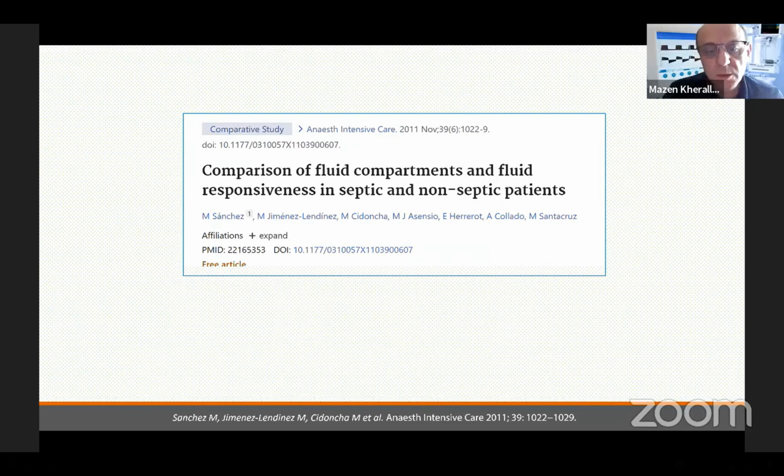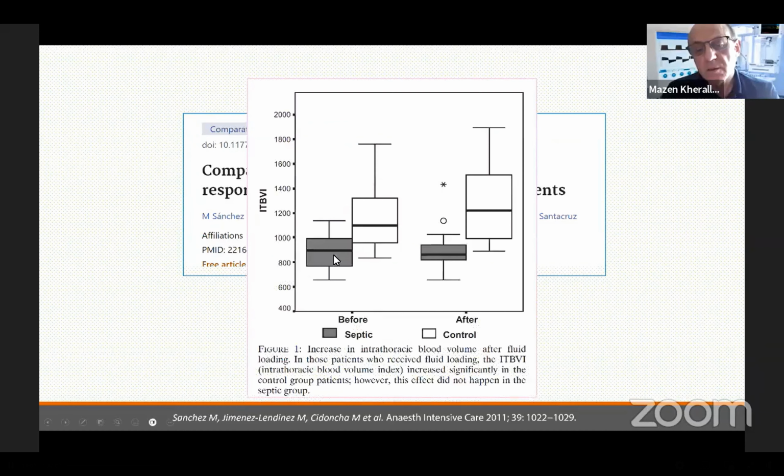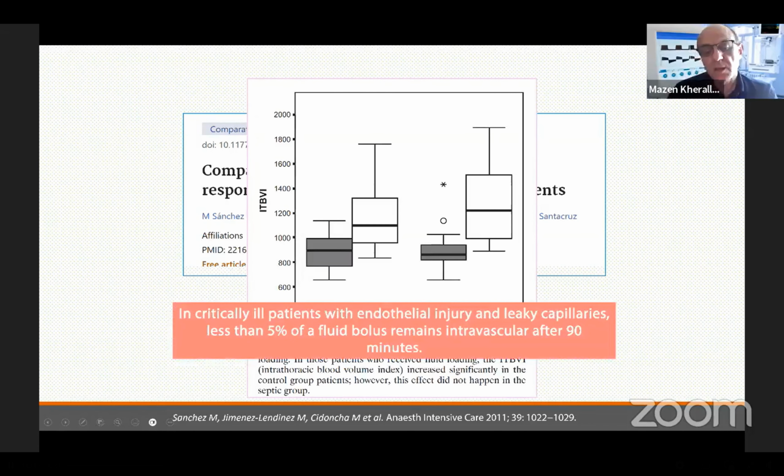And in this study, they also compared the fluid compartments of fluid responsiveness in septic and non-septic patients. You can see that the dark bars are the septic patients, and those are the non-septic patients. The intrathoracic blood volume after fluid loading is increased in non-septic patients. However, it did not go up in septic patients. And in this study, they found that in critically ill patients with endothelial injury and leaky capillaries, less than 5% of fluid bolus remains intravascularly after 90 minutes.